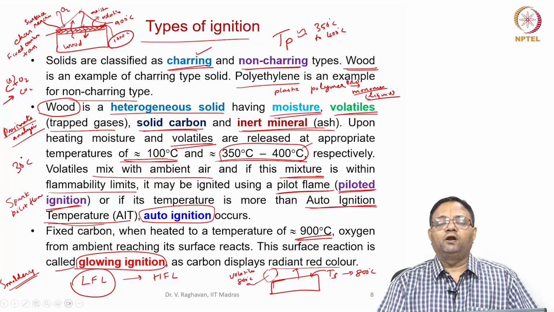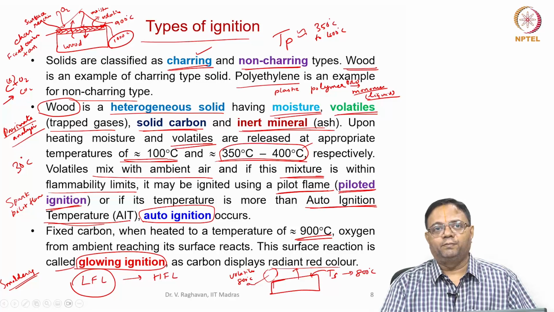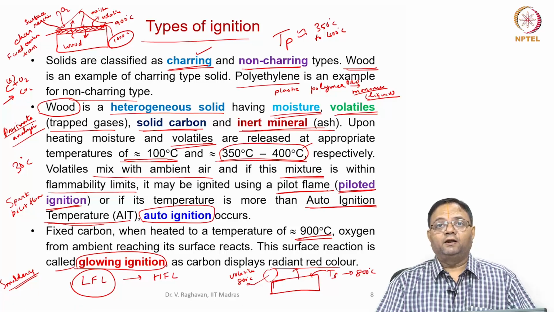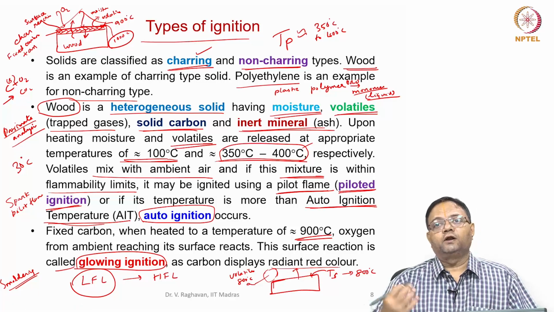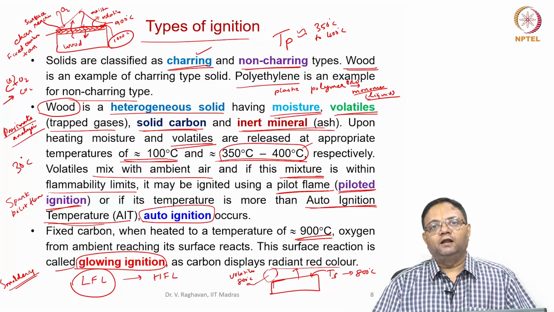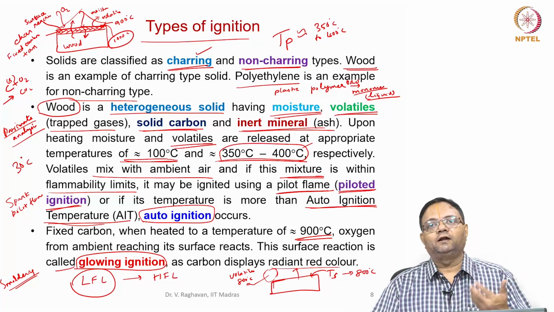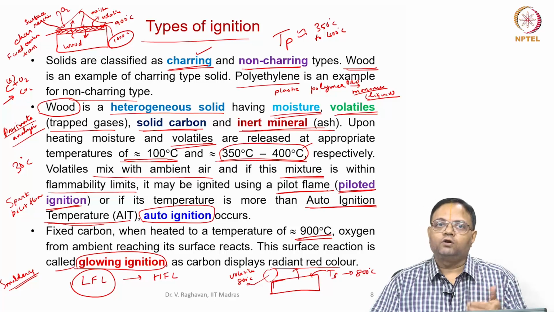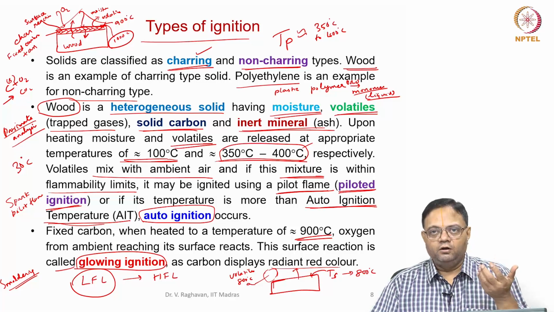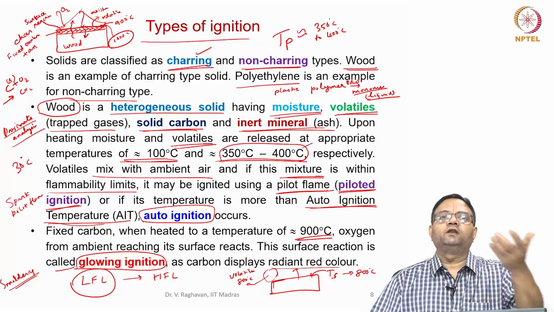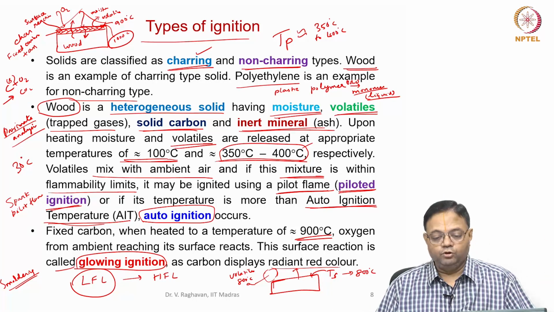In that case, the volatiles which are coming out will not be at a higher temperature, so we need pyrolytic ignition. But if the surface is heated up to the auto ignition temperature or more, then the volatiles which are coming out can be at a temperature which is more than the auto ignition temperature, or they can ignite without the requirement of pyrolytic ignition.